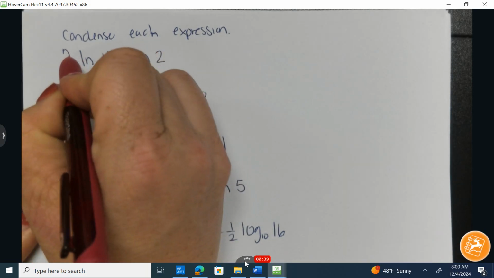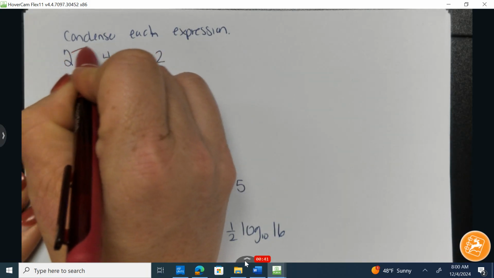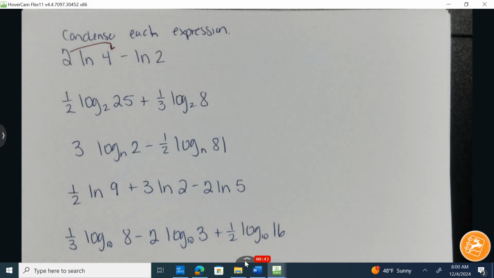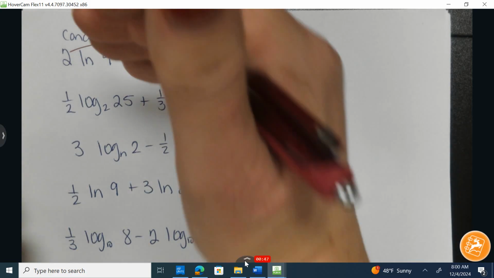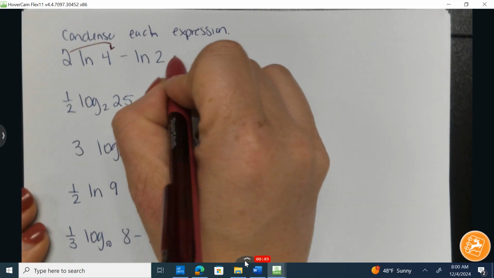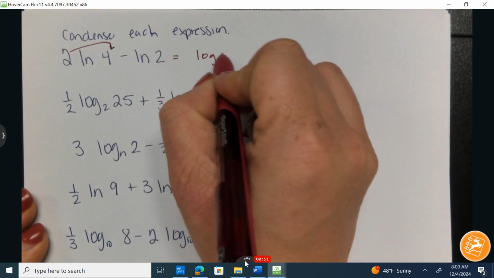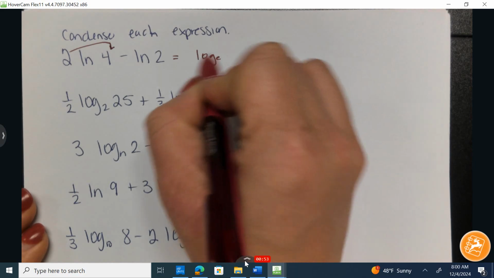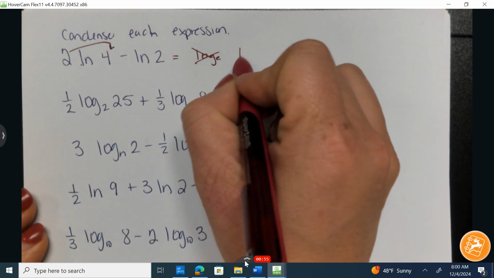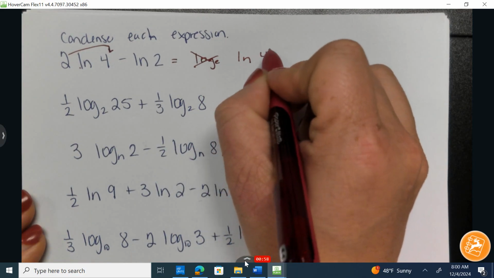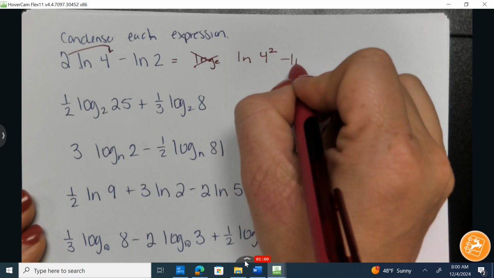So I'm right away going to take any value that's in front, maybe a log expression, and draw a little arrow, reminding myself that when we put it back into condensed form, these are all expanded forms, that it's going to become an exponent. So I have log base e, which is the same thing as ln. We have ln of 4 squared, subtract the ln of 2.